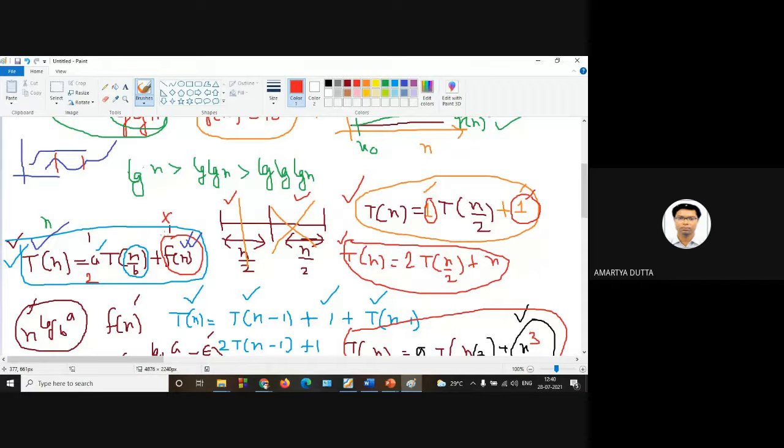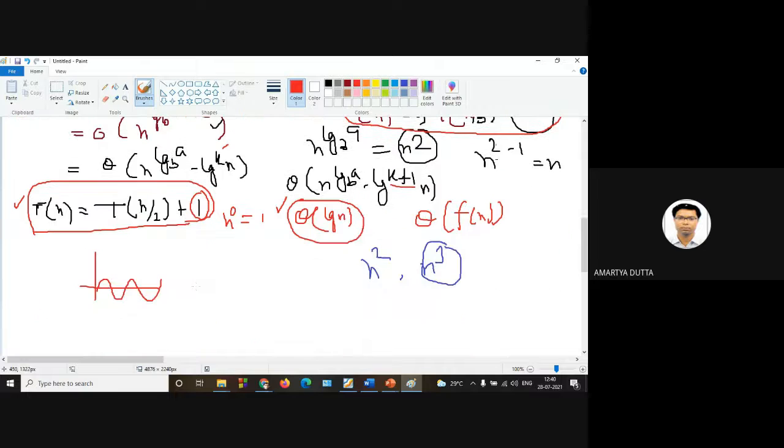And here a is a constant. In the master theorem, the value of a should be greater than or equal to 1, but b must be greater than 1. So a is greater than or equal to 1 and b must be greater than 1.